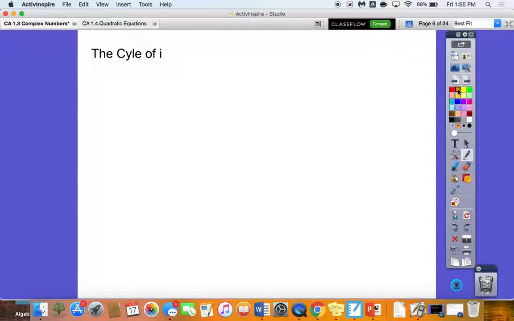Okay, you do need to know that the definition of i is square root of -1. That is the definition of i. So anytime you're asked what it is, you know automatically it's square root of -1. Now, the cycle of i has to do with the powers. So we're going to go through and we're going to do several powers just to make sure you got it.